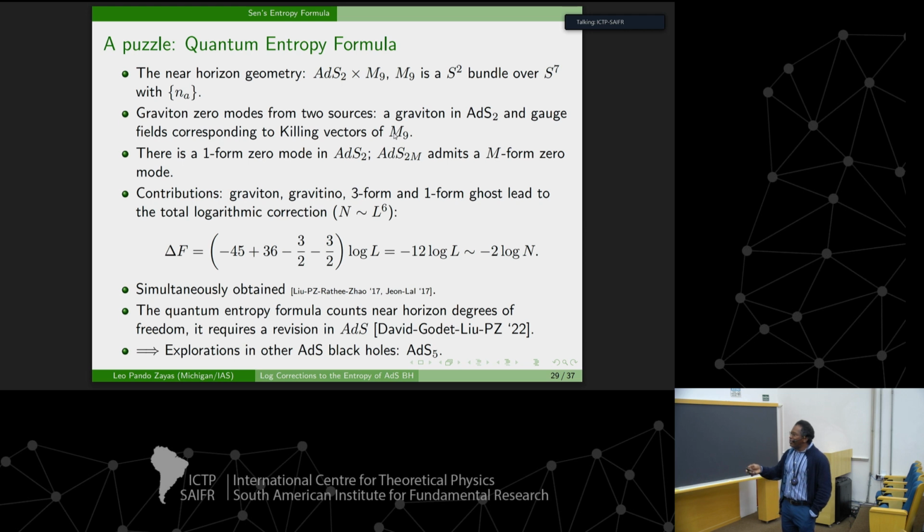Of course, in AdS5, there are some theorems about odd-dimensional AdS and the absence of zero modes, so you might do something better in the sense that you don't have this problem. So let me emphasize a little bit more the importance of this computation here.